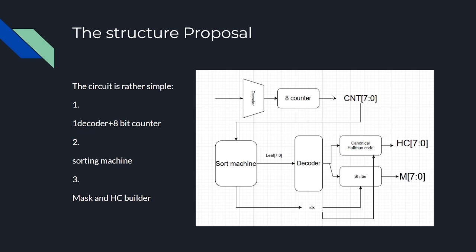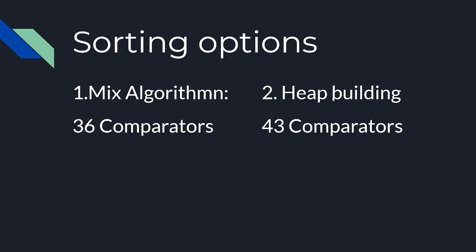Next, we talk about the sorting algorithm. There are two choices. For one, we mix algorithms with one sorting and six heaping, which will add up to 36 comparators. The other is the all-heap method, which will ultimately add up to 43 comparators. Although they have a similar number of comparators, they have their own advantages.